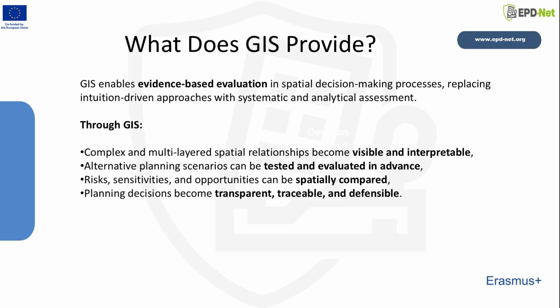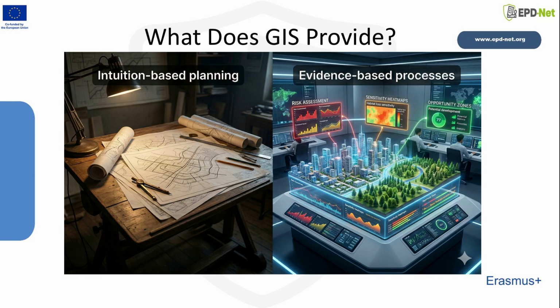GIS transforms spatial decision-making from intuition-based approaches into evidence-based processes. By making complex and multi-layered spatial relationships visible, it enables the integrated evaluation of environmental and spatial data. GIS also allows alternative planning scenarios to be tested in advance, making it possible to compare risks, sensitivities, and opportunities across space. As a result, planning decisions supported by GIS become more transparent, traceable, and defensible.